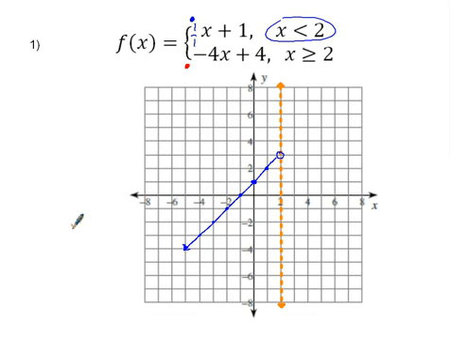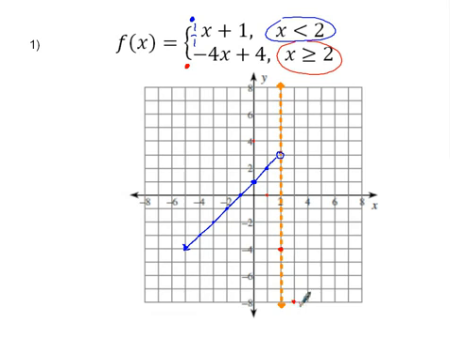The second part of this function, we have negative 4x plus 4. My x values are greater than or equal to 2. Greater than or equal to means that I'm going to use a filled-in circle when I'm on this orange line. So let's graph negative 4x plus 4. If I go up to 4 and put a dot, then I go down 4 and over 1, down 4 and over 1, and down 4 and over 1.